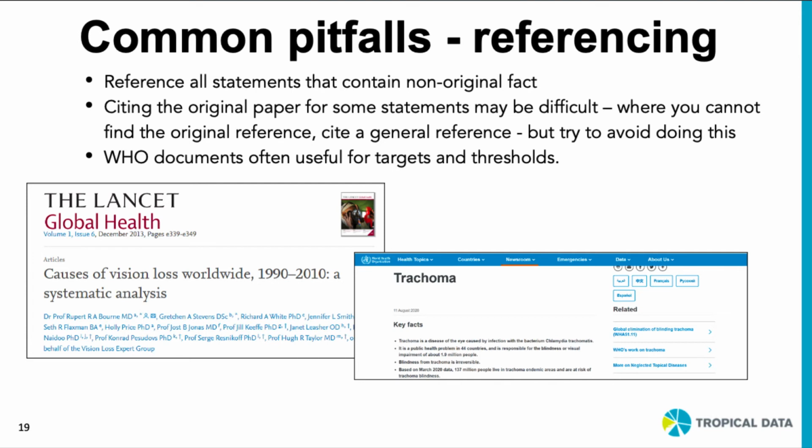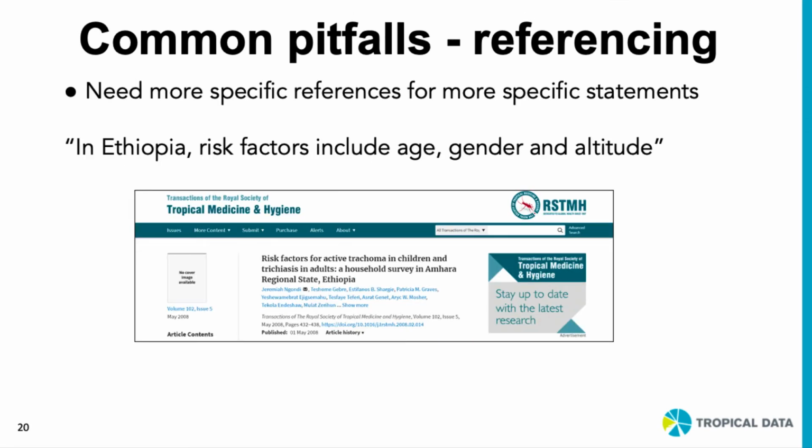WHO documents are often useful references when stating programmatic targets and thresholds. You will need more specific references for more specific statements. If you were to state that risk factors in Ethiopia include altitude, this would require referencing a paper that shows exactly that.